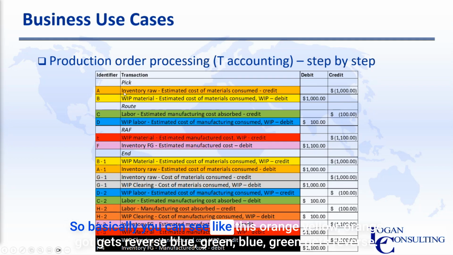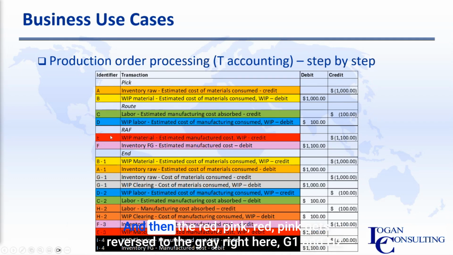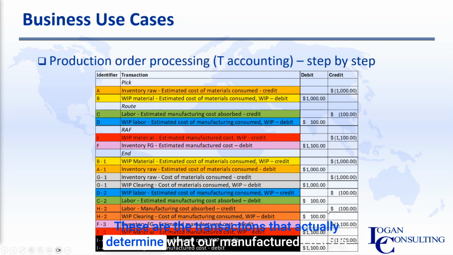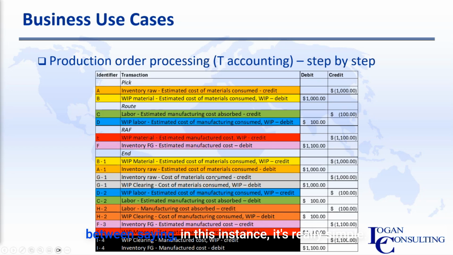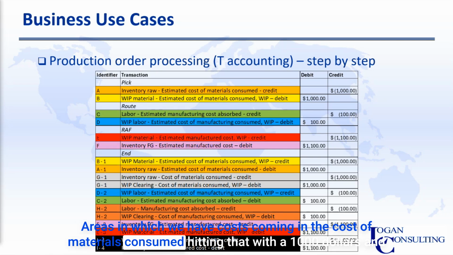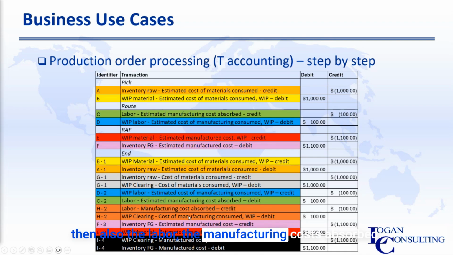So basically you can see like this orange, yellow, orange gets reversed, blue, green gets reversed, and then the red, pink gets reversed too. The gray right here, G1 and H2, these are the transactions that actually determine what our manufactured cost is. In this instance, it's really simple. We just have two areas in which we have costs coming in. It's the cost of materials consumed, hitting that WIP of $1,000, and then also the labor, the manufacturing cost absorbed.